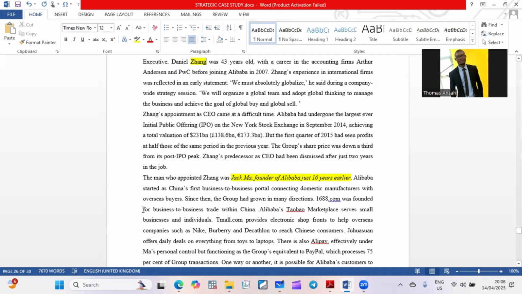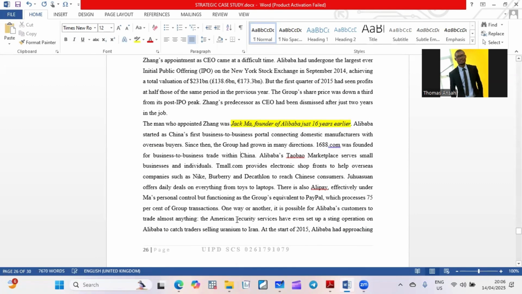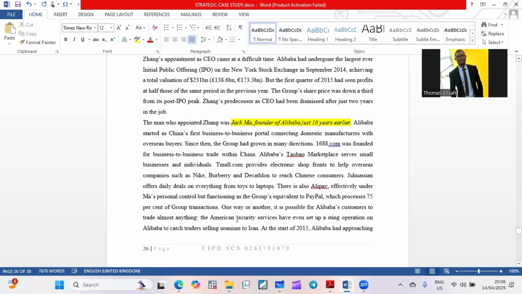1688.com was founded for business-to-business trade within China. Alibaba Taobao marketplace serves small businesses and individuals. Tmall.com provides electronic shops. All these things are within the group. We have overseas companies such as Nike, Burberry, and Decathlon, to reach Chinese customers. So it says that Juhuasuan is also another one, which offers daily deals on everything from toys to laptops.